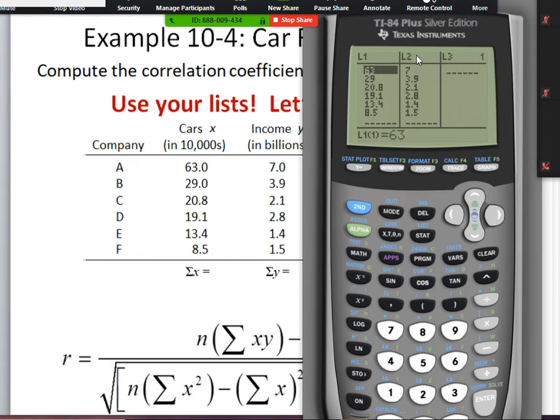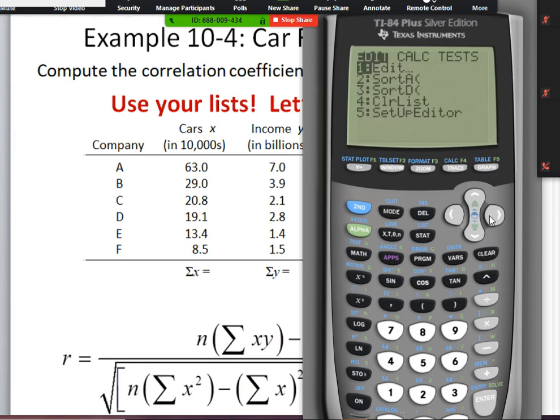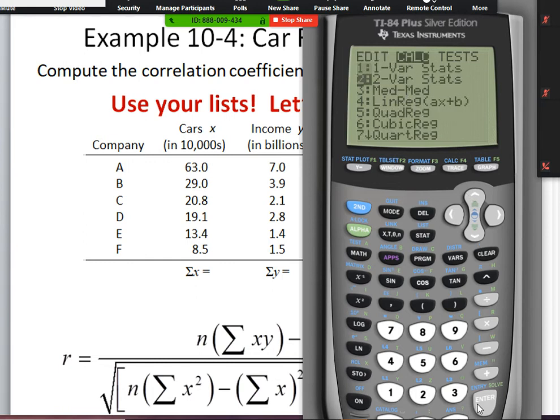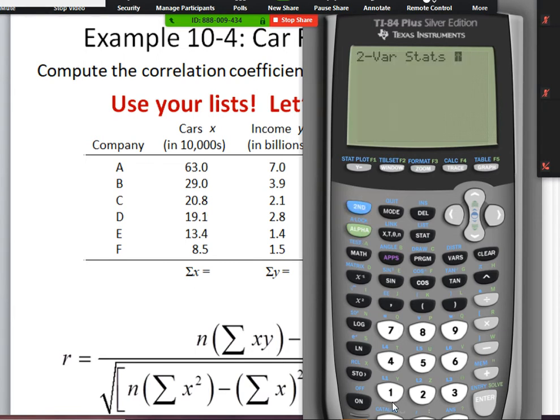So once you have all of your data entered in your lists, here's the thing. These are two different variables, right? So it's cars and income, two different things. So we're going to do stat, calc, 2-var stats. Go down to the second one, 2-var stats. And then they're in list 1 and list 2. So second 1 for L1. See, my L1 comes in here. Comma's above the 7. Second L2, second 2. That gives you the L2.